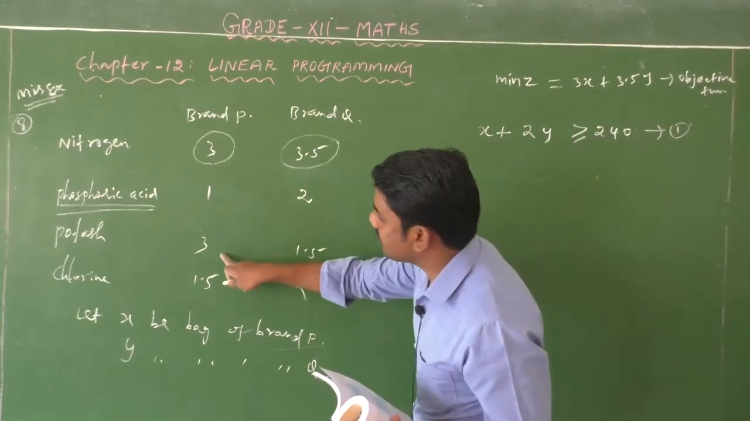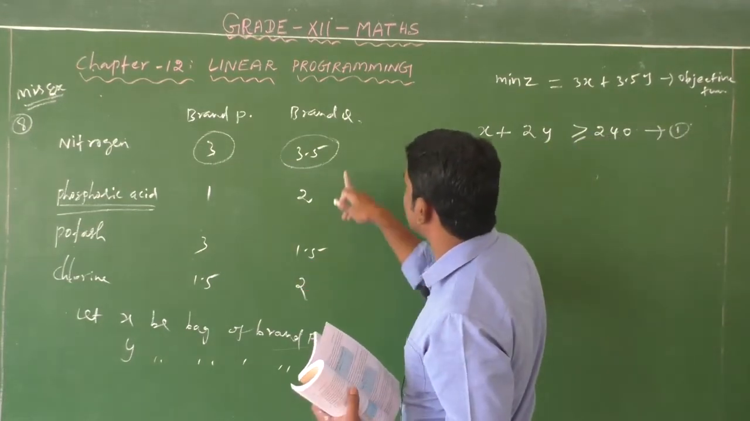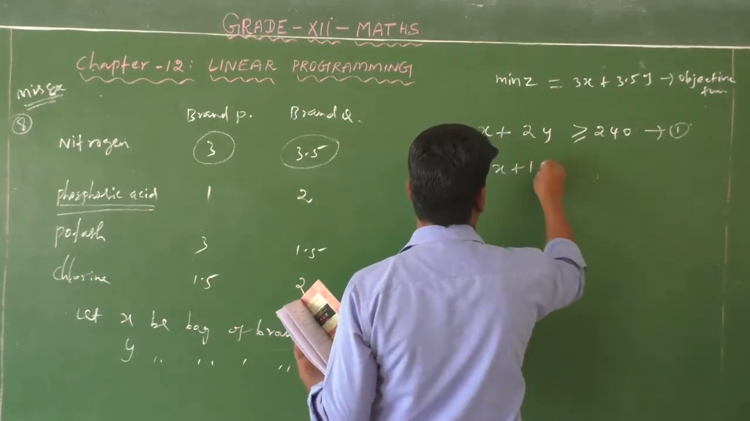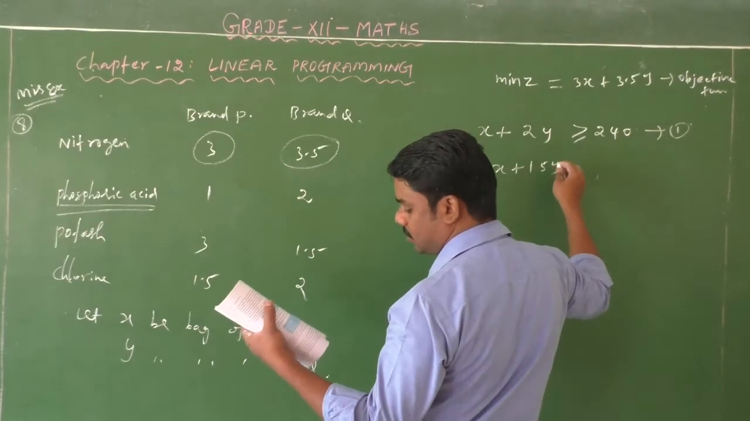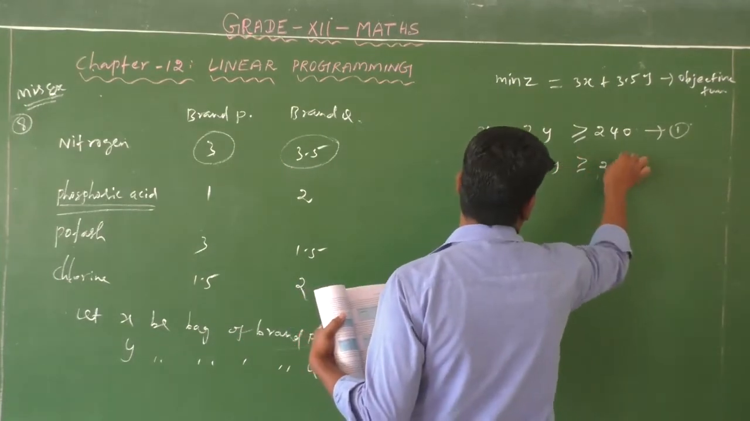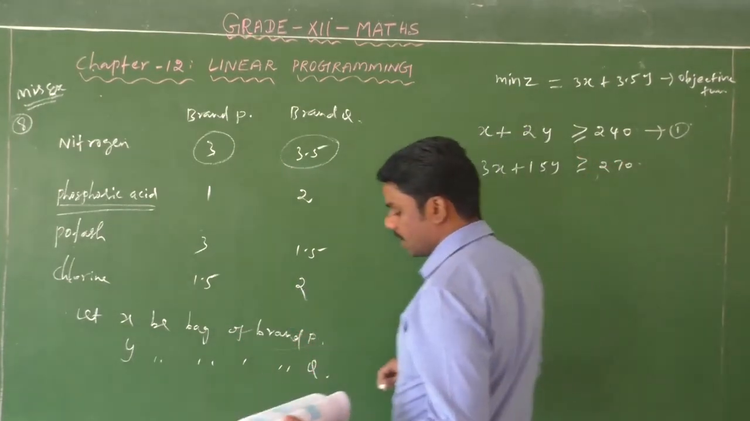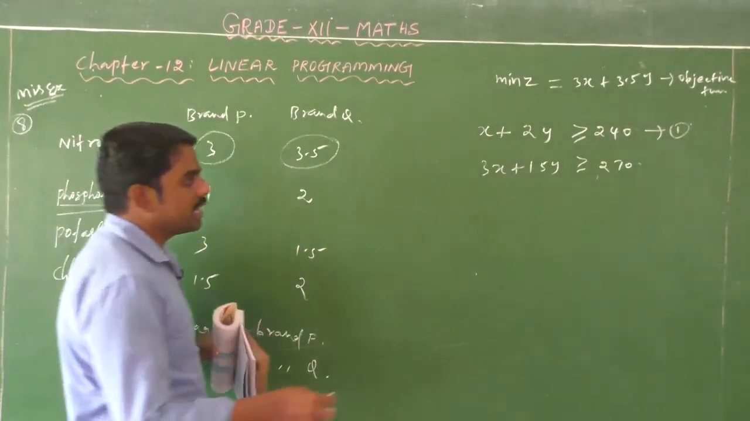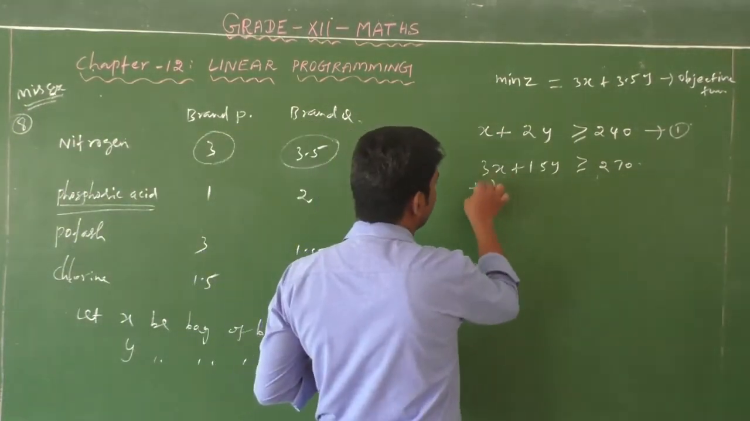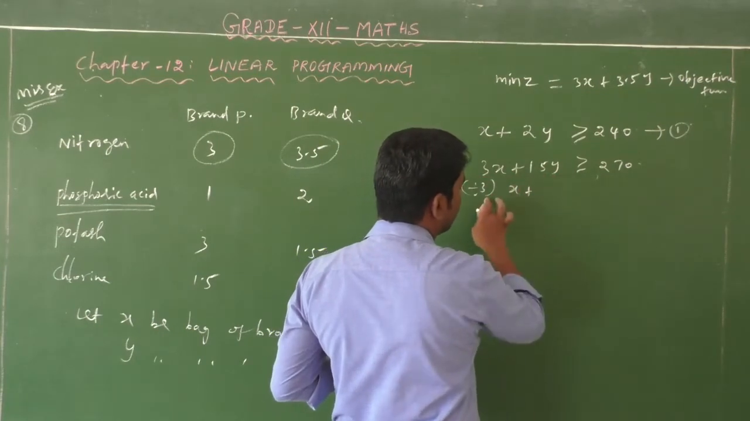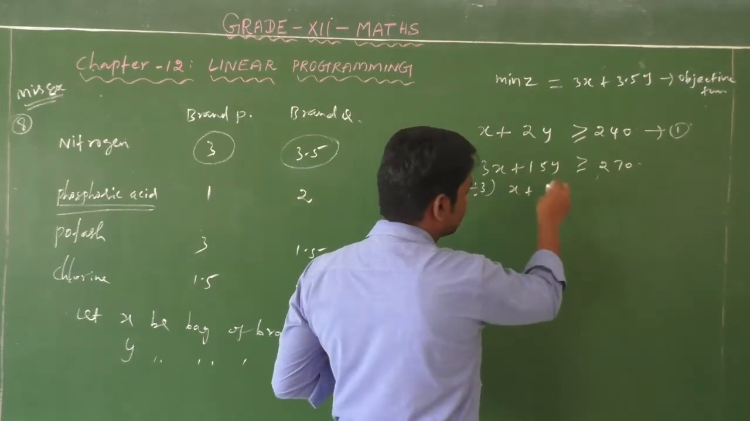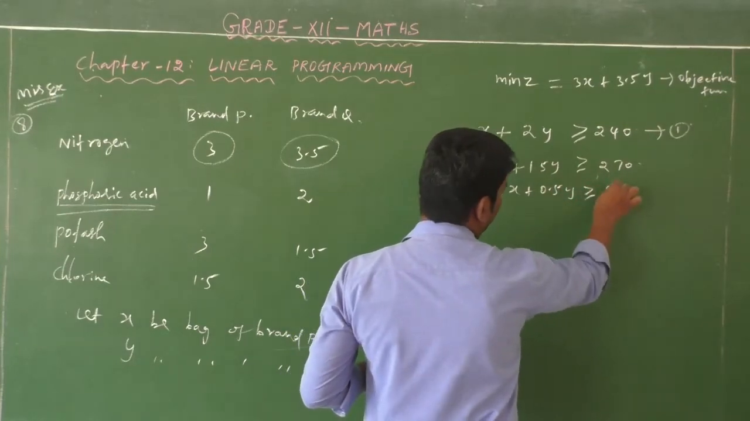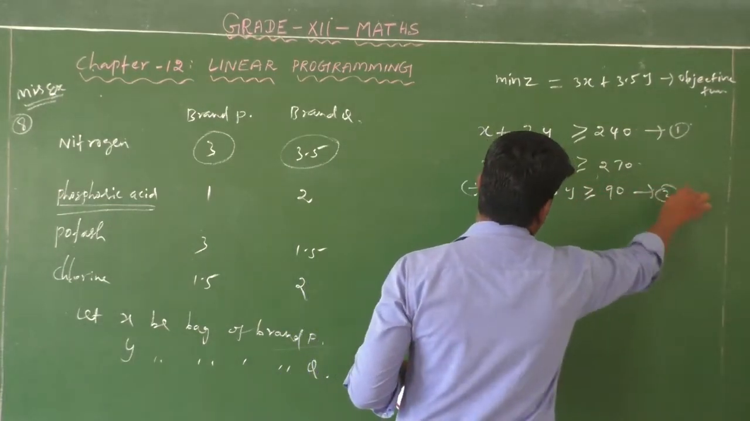Next, the second one, at least 270 kg of potash. Potash has 3 kg in brand P and 1.5 kg in brand Q. So 3x plus 1.5y is greater than or equal to 270. Right? So dividing both sides by 3 and simplifying, x plus 1.5 by 3, that is 0.5y, is greater than or equal to 90. This is the second constraint.